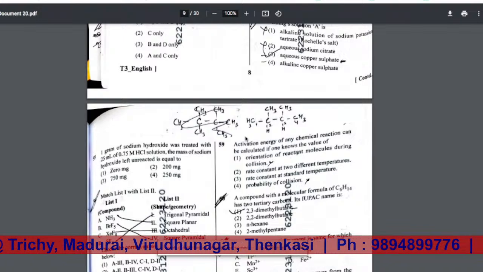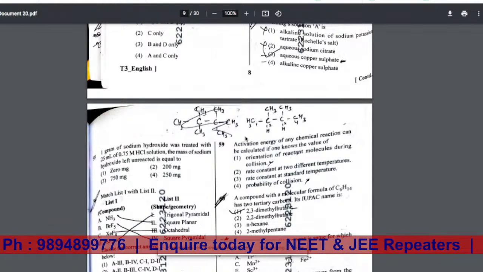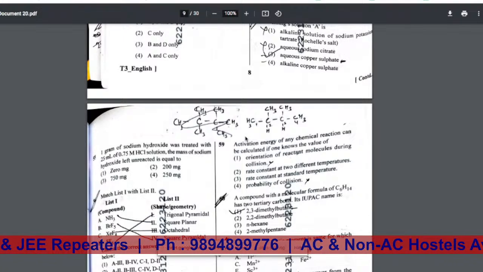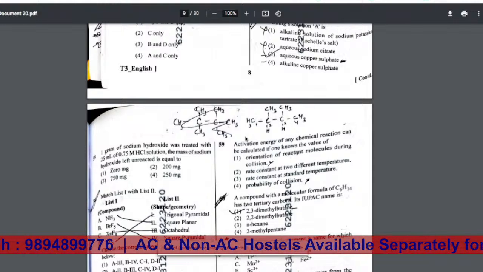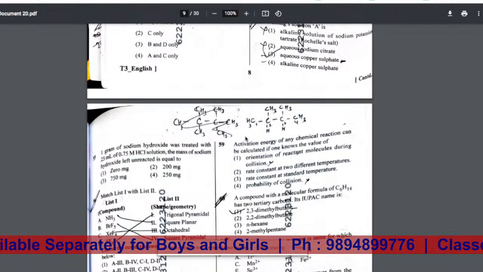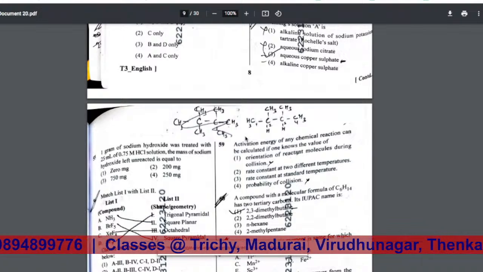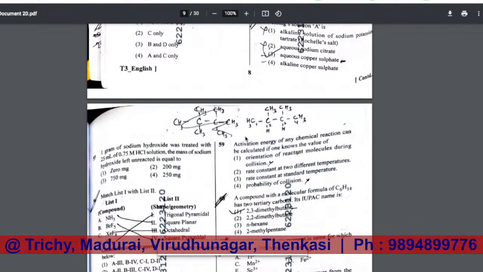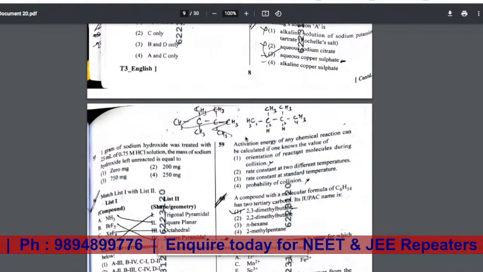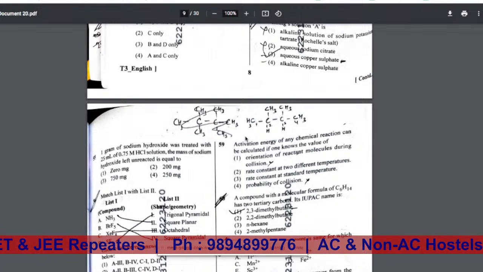Now, according to the balanced equation, 1 mole of sodium hydroxide reacts with 1 mole of HCl. Okay, but in the question, the amount is not given in moles. Sodium hydroxide amount is given in grams, and the HCl solution volume and also its molarity are given. So first we will convert 1 gram of sodium hydroxide into moles. So mass divided by molar mass. 1 gram divided by 40. 40 is the molar mass of sodium hydroxide. So we will get 0.025 moles of sodium hydroxide given in the question.